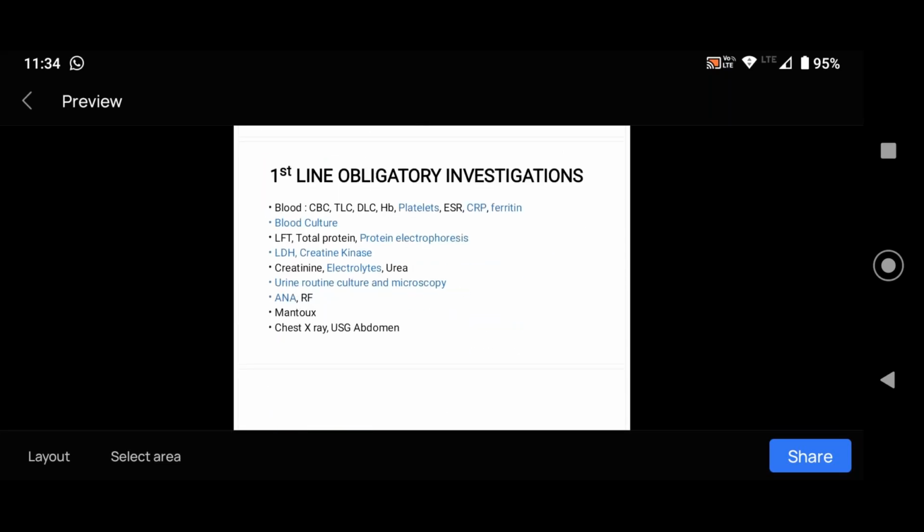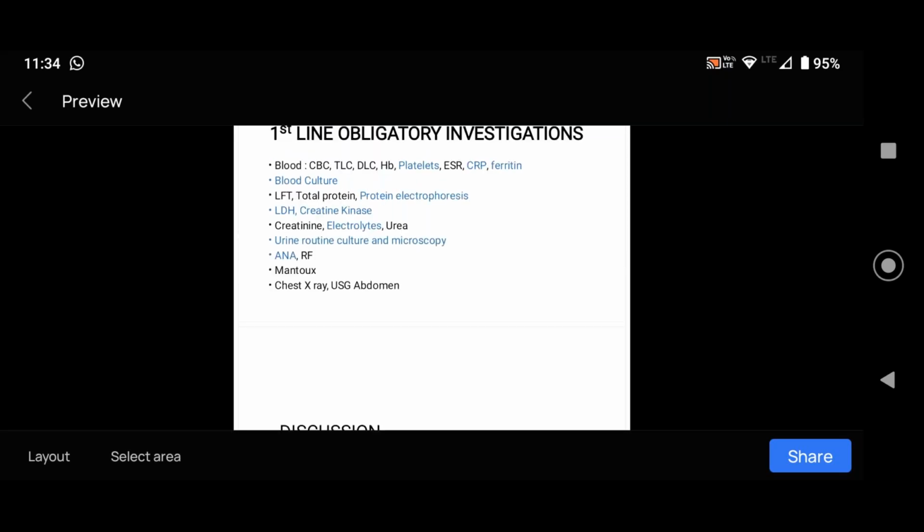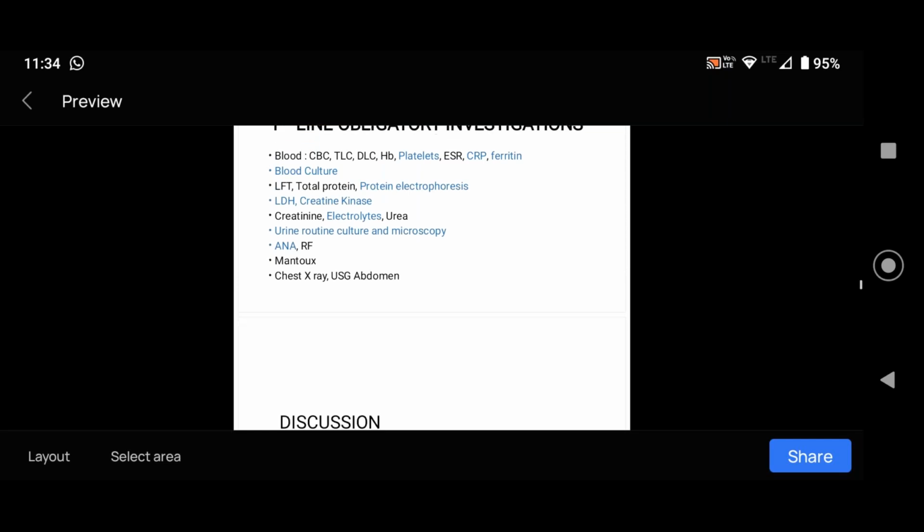Ma'am, further, these were the investigations which we thought might have also helped us: blood cultures, for which we don't have reports, ferritin, LFT, proteins and electrophoresis, LDH, creatinine kinase, creatinine, electrolytes, urea, urine routine culture and microscopy, ANA levels. Some of them were already done. Some which we've written in blue, we thought might have helped and wanted further.